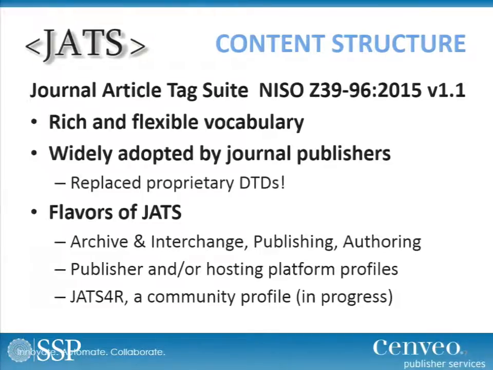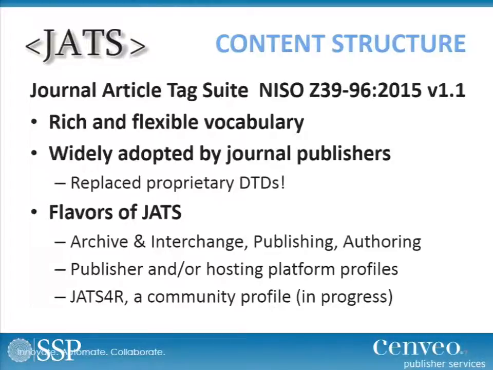The first example of a major standard relevant to scholarly publishing is one of our core content technologies, full-text markup. JATS, the Journal Article Tag Suite, is a rich and flexible vocabulary that has been widely adopted by journal publishers and has often replaced proprietary DTDs. There are multiple flavors of JATS and JATS usage in the community, which can be both positive and challenging.